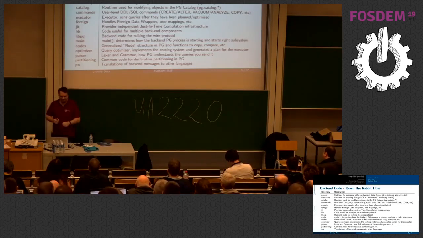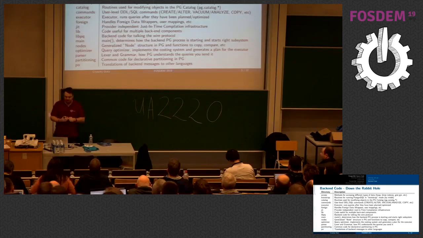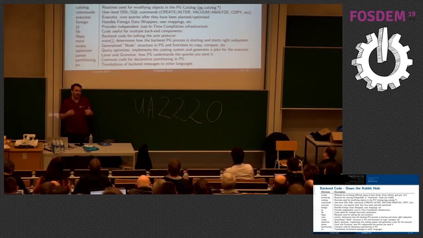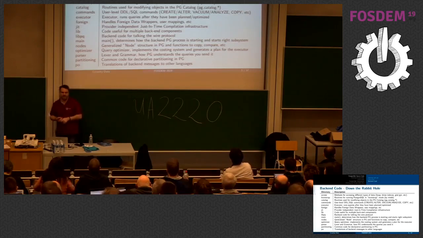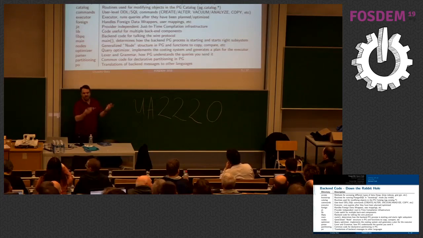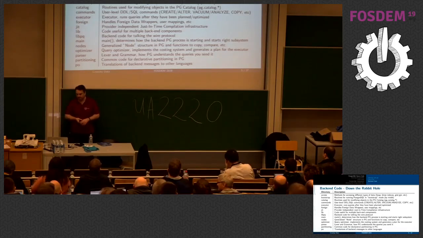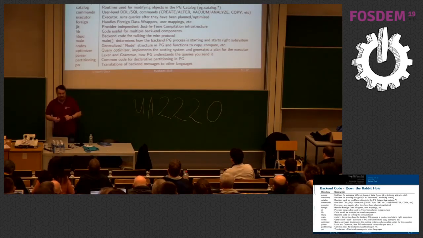We then have the commands directory. Commands are your top level DDL commands, things like create table, alter table, all of those. All of that code lives in src/backend/commands. So if you wanted to add some new feature to, say, create table, that is where you would go look, in src/backend/commands, and you would look at the DefineRelation function. We then have the executor.